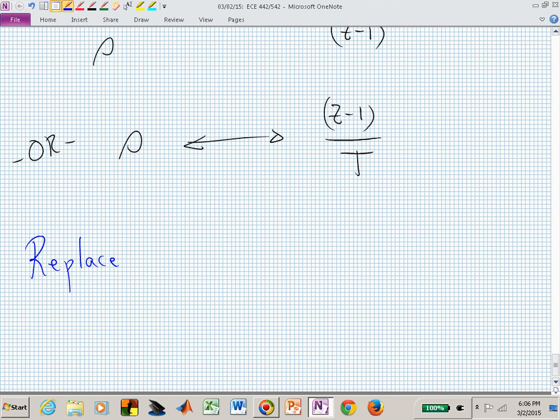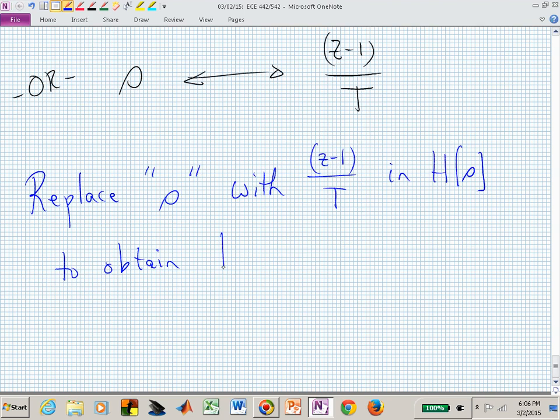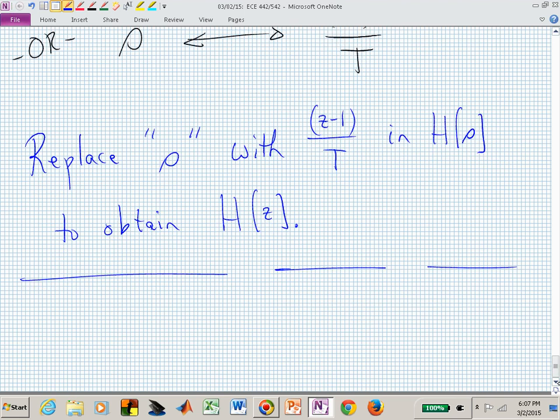But here, what we're doing, if we wanted to make this discrete equivalent, we will replace all of these s's with z minus 1 over capital T in, let's say, H of s, to obtain the discrete equivalent H of z. Let's look at an example.